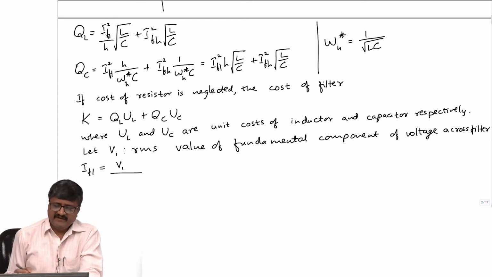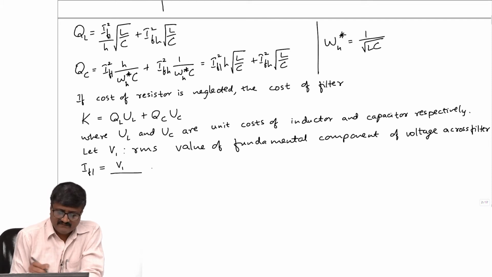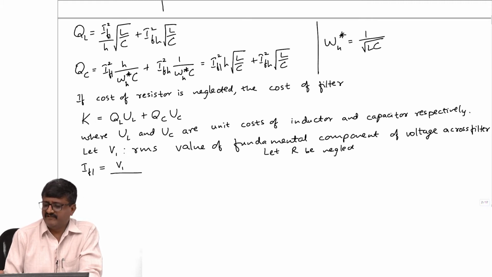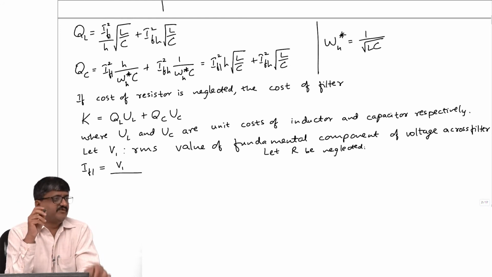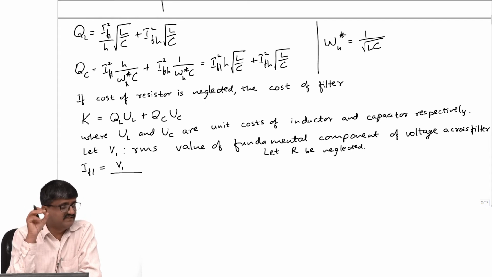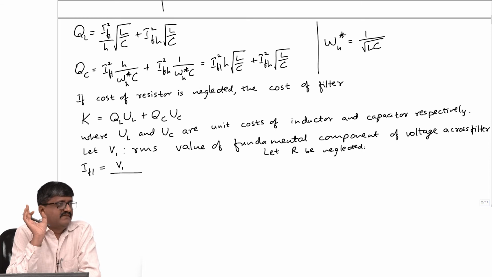Okay, let me make one assumption. Let R be neglected so that it is simplified. So the impedance is only due to L and C. I already neglected the cost of resistor, and I am also neglecting the value of resistor in computing the current. So what is the expression for the magnitude of the impedance, not the complex one?